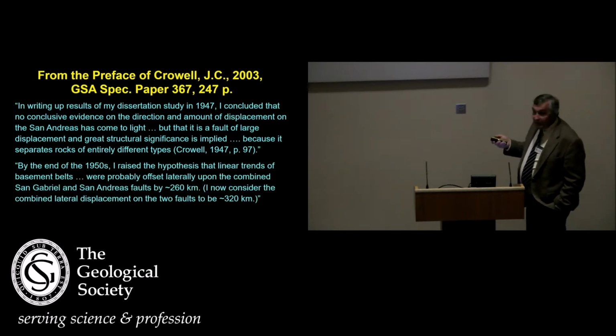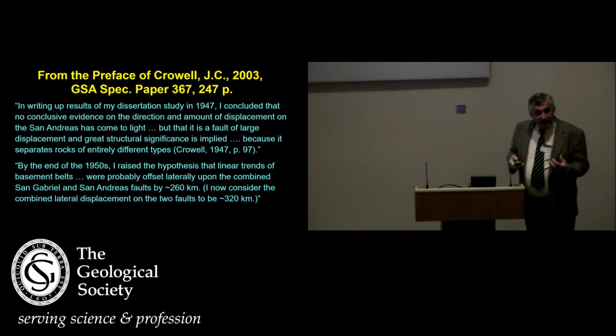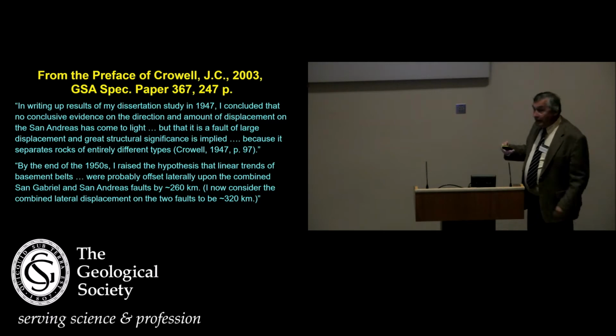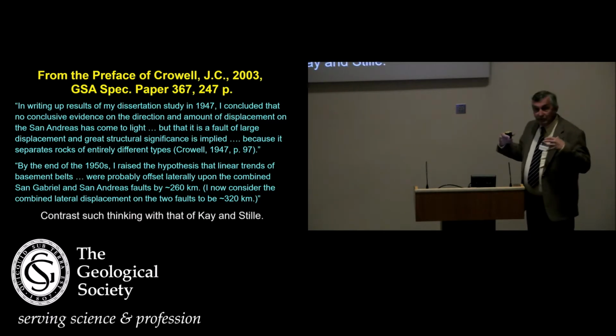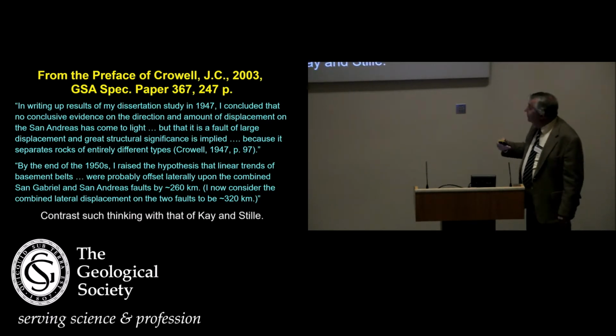And by the end of the 50s, I raised the hypothesis that linear trends in the basement, the things which look like they're offset, were probably offset laterally by the combined San Gabriel faults and the San Andreas fault by close to 300 kilometers. And so in 1947, he didn't know quite how to measure it because in those days, they were not mapping big enough areas to be able to recognize the offsets, but he recognized that it had to be large. And so that was a very different view from the view that Kay or Stiller had.